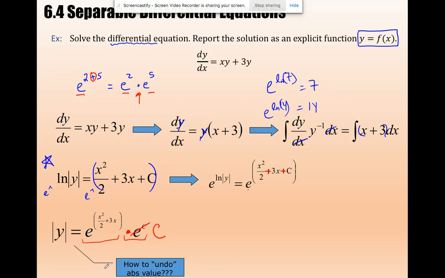Now remember, how are you going to undo absolute value? Absolute value, right, just means plus or minus. So y is equal to, if I take absolute value out, plus or minus c times. Do you see where the times came from? E to the c is just a constant, so call it a constant, but it's a constant times this stuff, so I put it in front. Plus or minus a constant is still a constant. So I dropped the plus or minus as well.